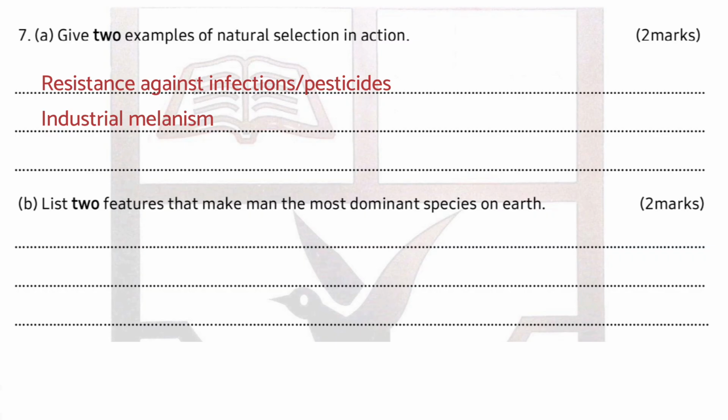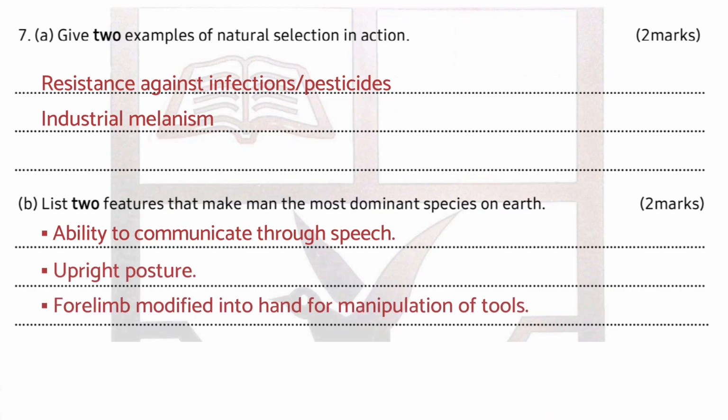Okay. Part B. List 2 features that make man the most dominant species on Earth. Number 1, ability to communicate through speech. Number 2, the fact that we have an upright posture. Number 3, we have modified our forelimbs into a hand that we can use for grasping, for manipulation of tools, and so many other purposes.